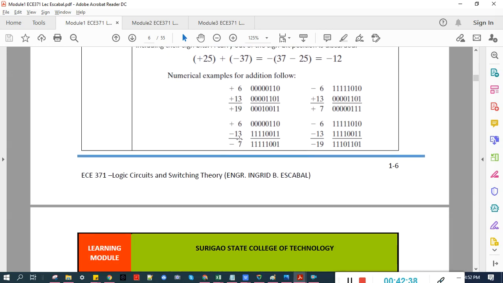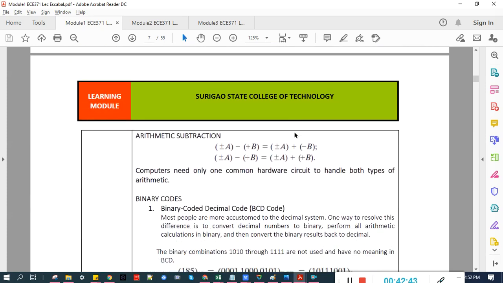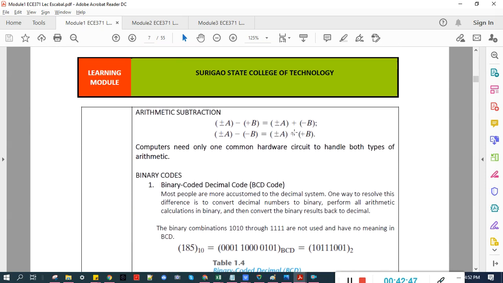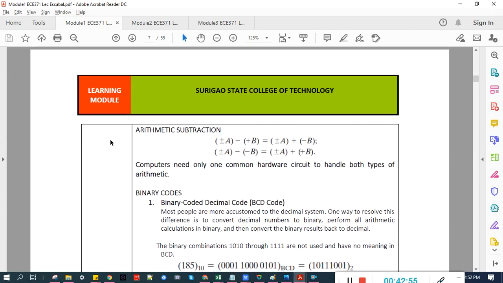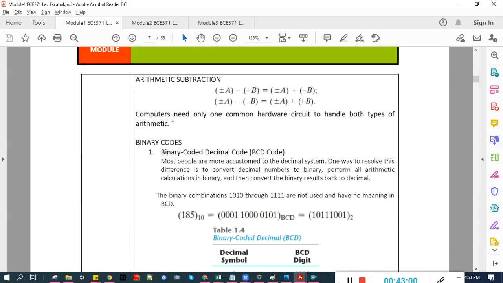So please check these other examples. This is very beneficial, using 2's complement to perform addition and subtraction. Computers need only one common hardware circuit to handle both types of arithmetic with the help of the complements of binary numbers.